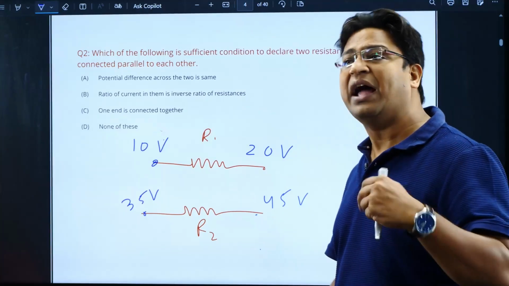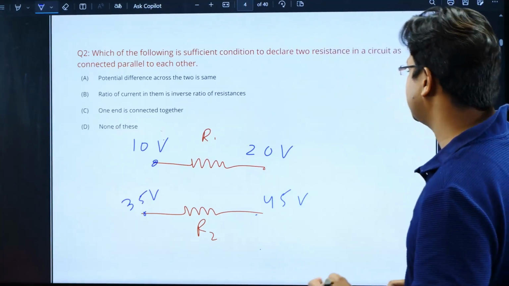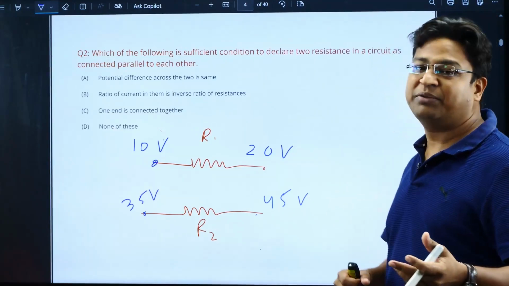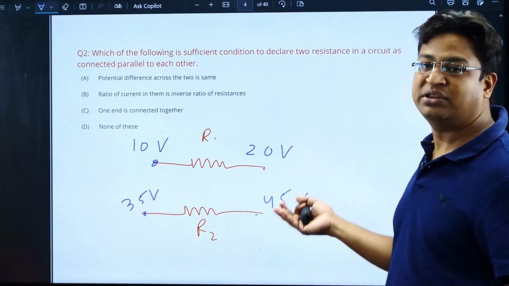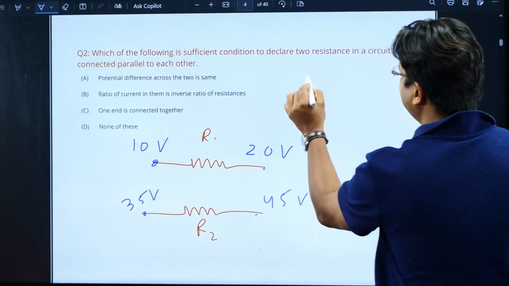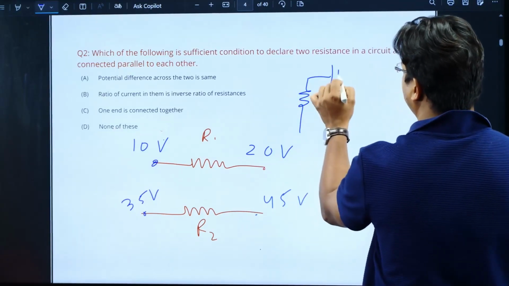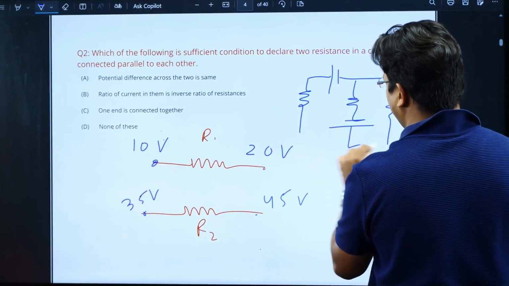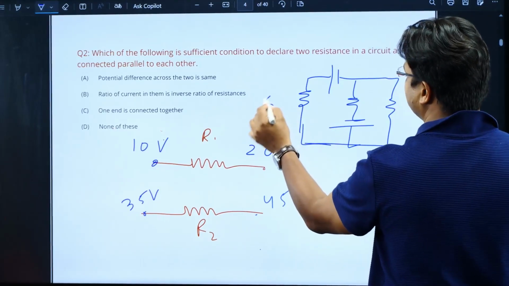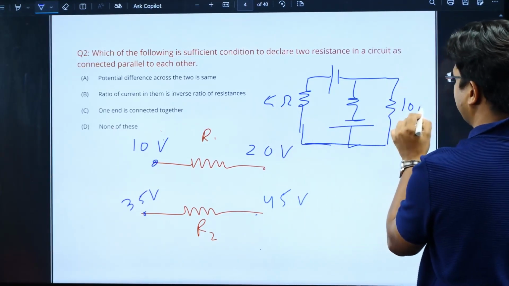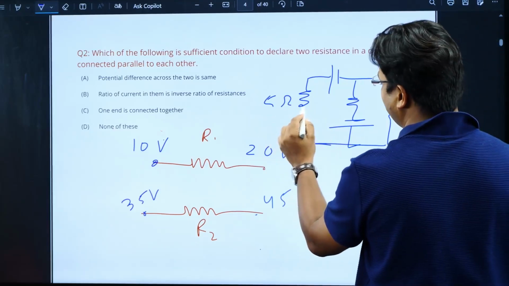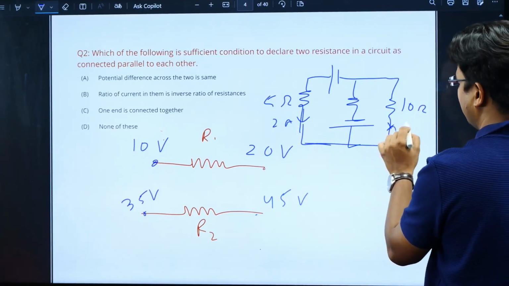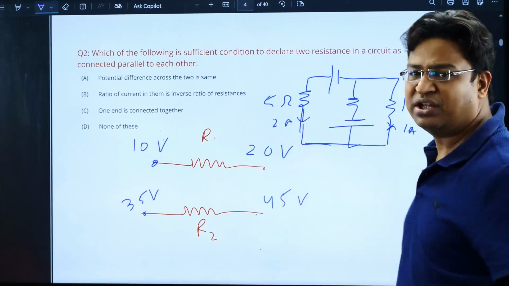Again guys, that can happen by a matter of chance also. For example, it is possible that two resistances are not connected in parallel and yet the ratio of the currents in them is the inverse ratio. There can be a circuit like this, and it is possible that this resistance is 5 ohm, this is 10 ohm, and it may happen that 2 ampere current flows through here, and 1 ampere current flows through the other. So we can manage this.